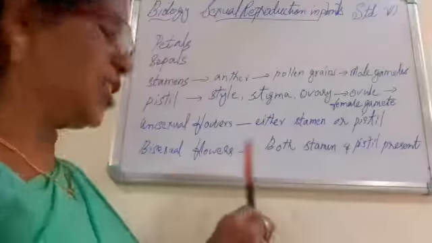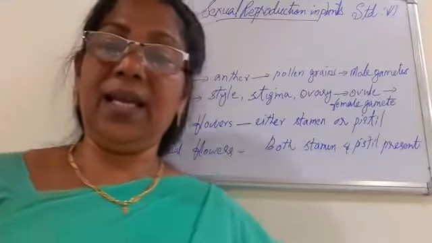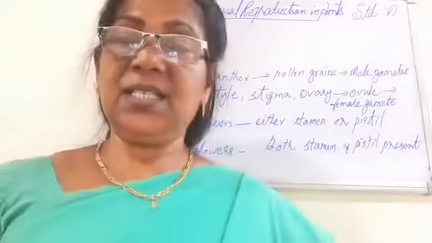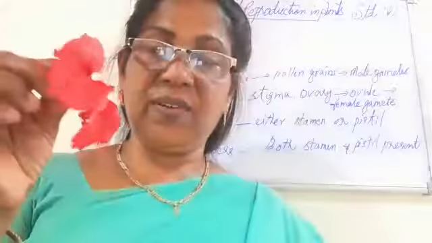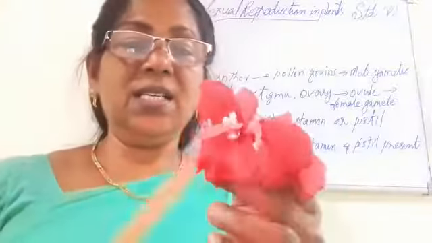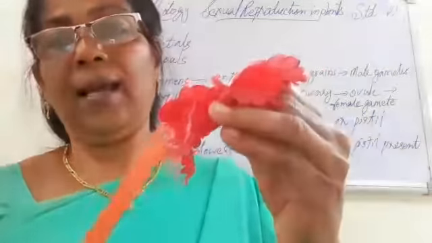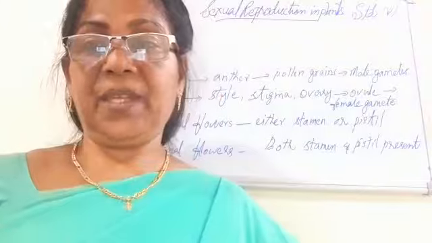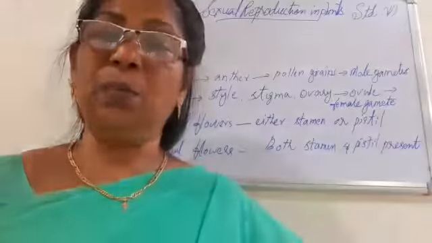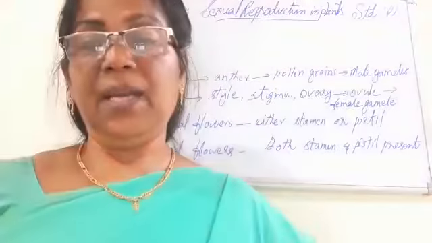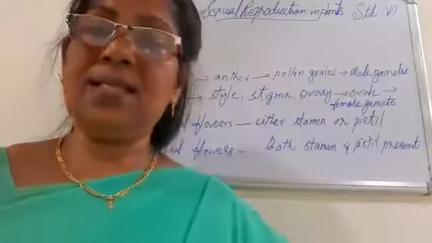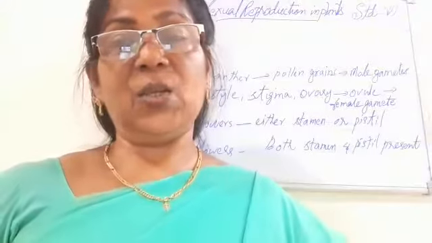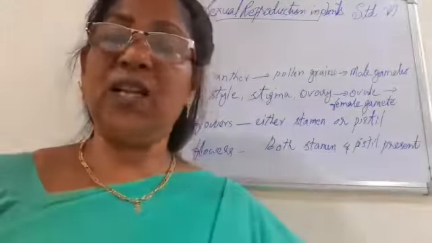And bisexual flowers, for example, pea and hibiscus. This is a hibiscus flower and it is a bisexual flower. It contains both stamen and pistil. So, a flower which contains both male and female reproductive parts, that is stamen and pistil, is known as a bisexual flower.